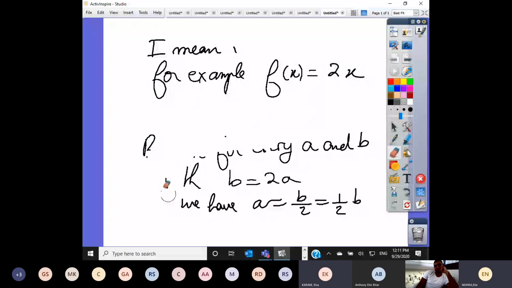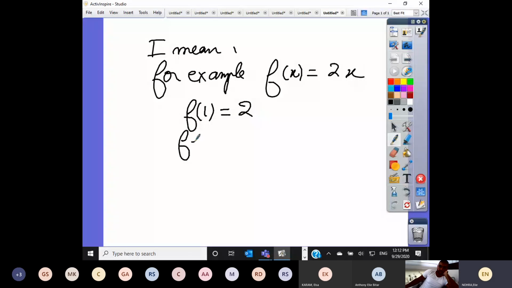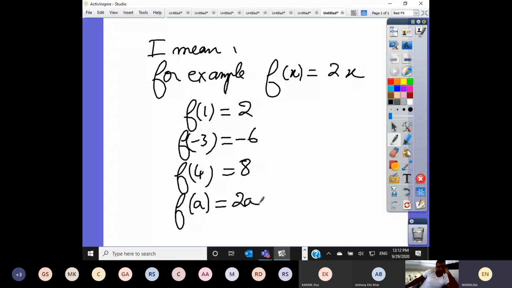Okay, let me try my best to explain it in an easy way. If you take, for example, f of x equals 2x, what is f of 1? It's 2. f of minus 3 is minus 6. f of 4 equals 8. f of whatever, it's this times 2, correct?